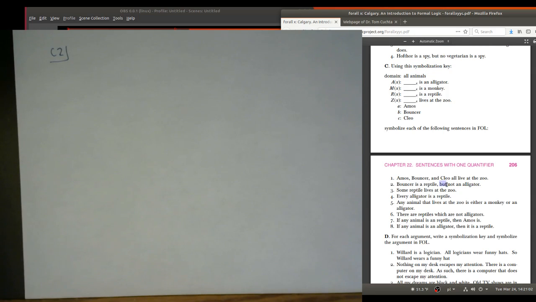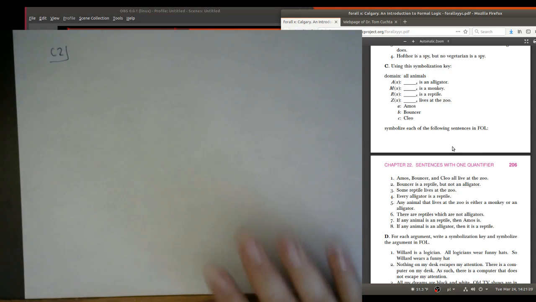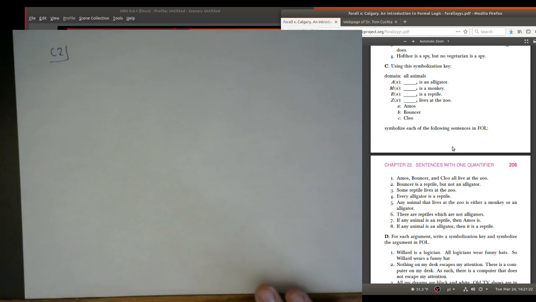So again, we have this word but appearing. That's going to be a conjunction. You could put the word and, and it still makes sense, right? Bouncer is a reptile and not an alligator. It works. But the word but, it's just an artifact of English. So in this case, Bouncer is a reptile. We have to refer to that particular name and to that predicate, and that would be R of B.